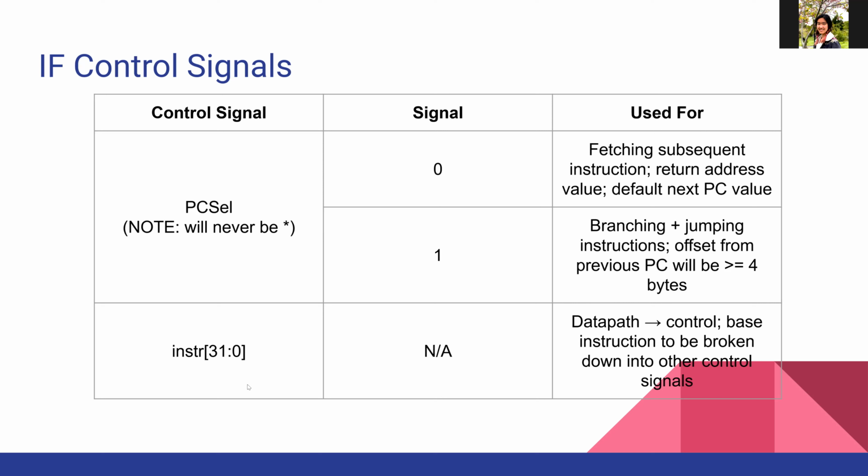Okay, and then the other control signal is the instruction itself. So the signal that this carries is NA because it's not going from control logic to datapath. It's going from datapath to control. And so this is the base instruction to be broken down into other signals later on. Does that make sense?